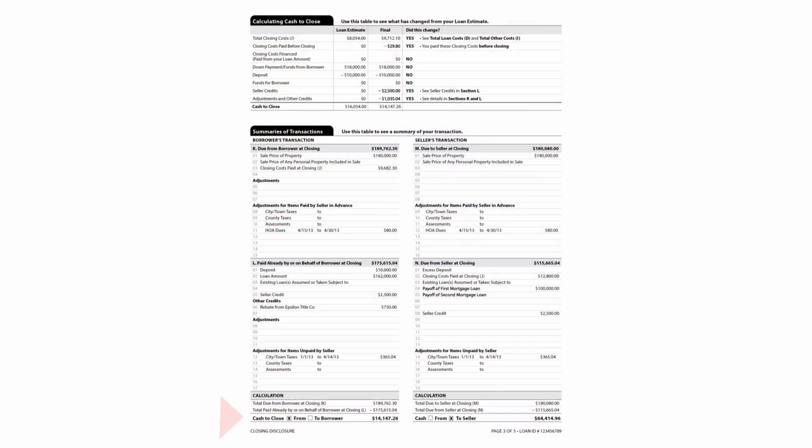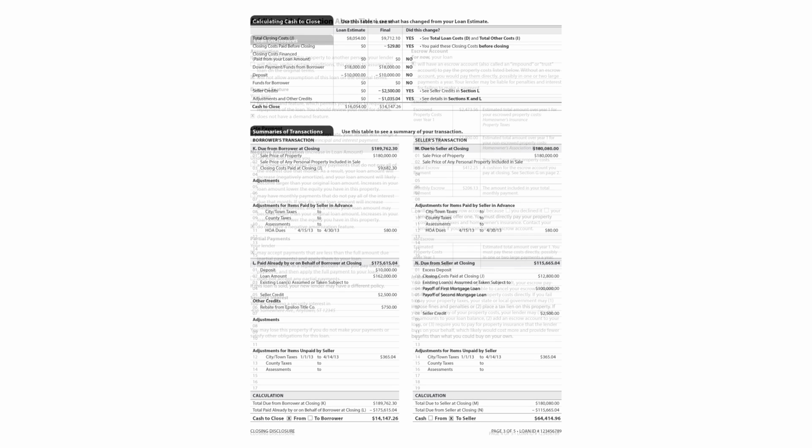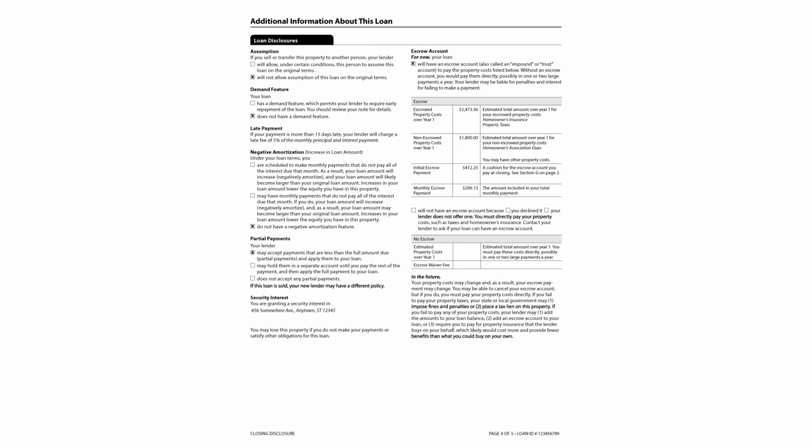And then at the bottom, your cash to close. You see the calculation for the borrower, calculation for the seller. That's your picture of what's going to happen at the table. Page 4 is your final TILA information and some other newly added disclosure information. Again, as I said, there weren't a ton of changes, but there are some here.